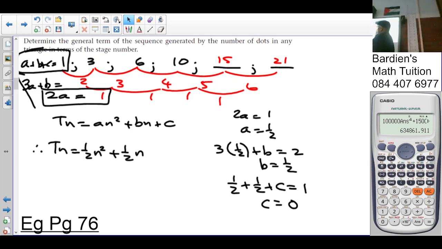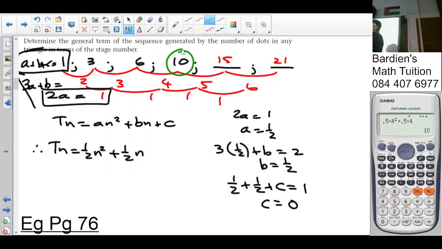And of course we test it. We test on term 4. So it's a half times 4 squared plus a half times 4. Gives us 10. And term 4 is 10. Okay. You all okay with that? Any confusion? No?